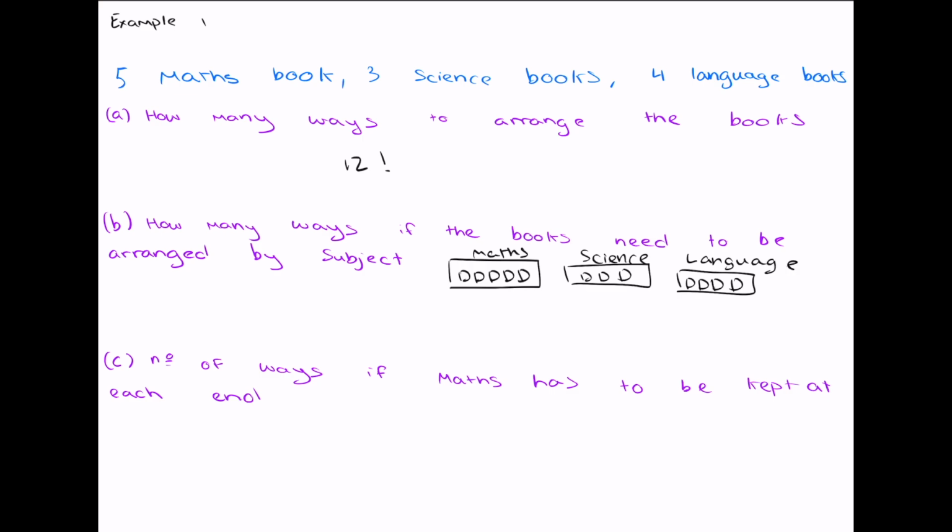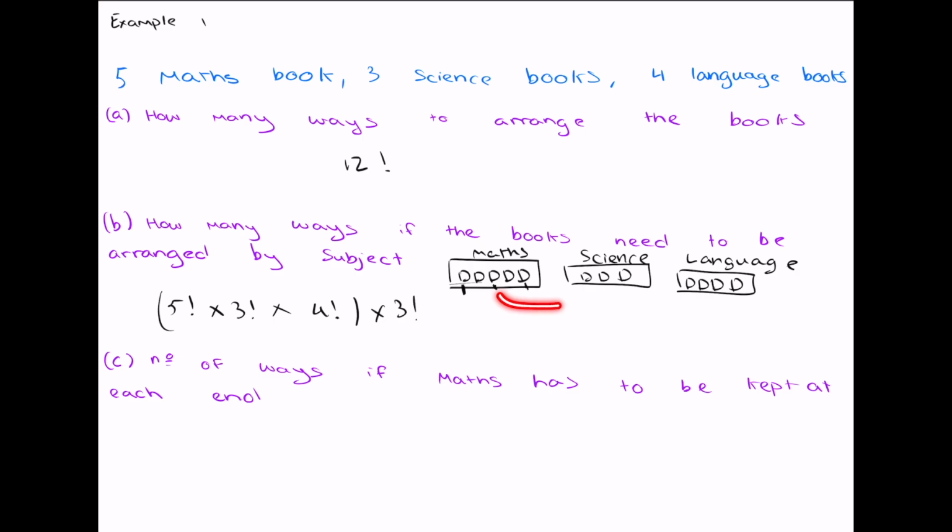In between these 5 math books, they're interchangeable. So volume 5 could be in the volume 1 position, and volume 1 can be in the volume 3 position. That's why you do 5 factorial, times the same for science, 3 factorial, and the same for language, 4 factorial. And you multiply everything by 3 factorial, because these 3 main books can switch places.